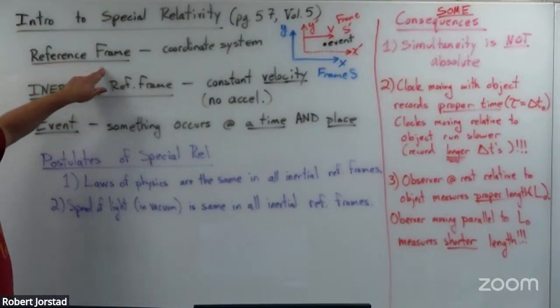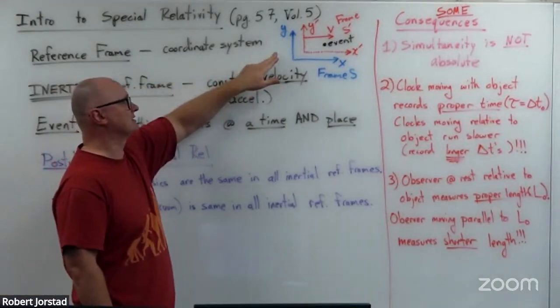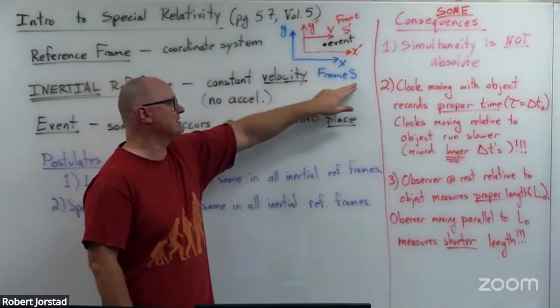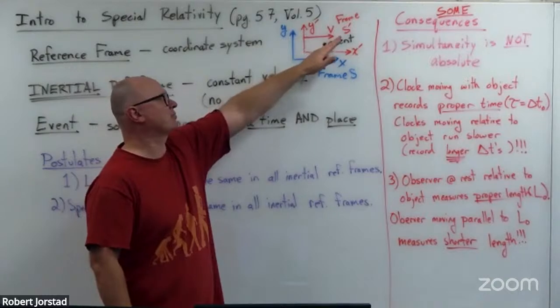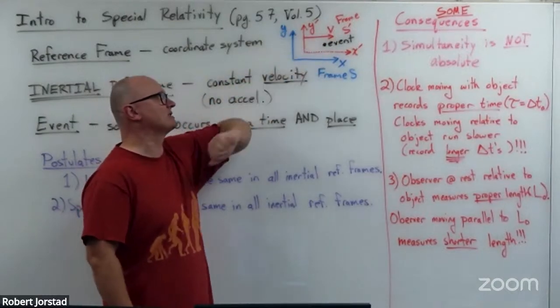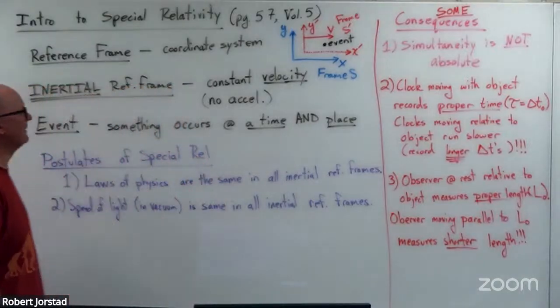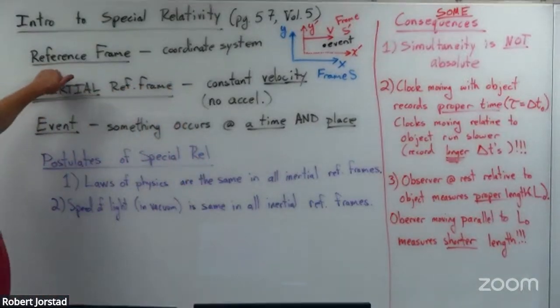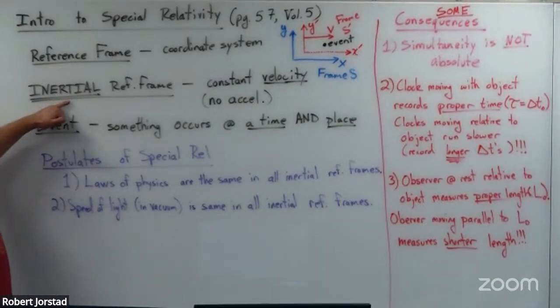These are some terms we're going to use. Reference frame. I want you to think of a reference frame as basically a coordinate system. Here we see two coordinate systems. There's reference frame S, that's this blue one here with the solid line, and then there's frame S prime, which is moving to the right with some speed V. That's the dotted red line there. So a reference frame is a coordinate system. Great.